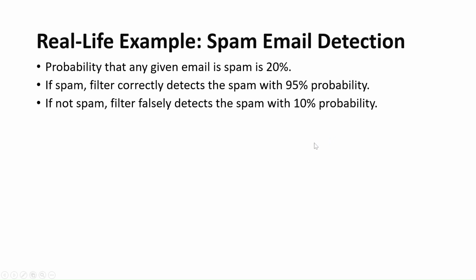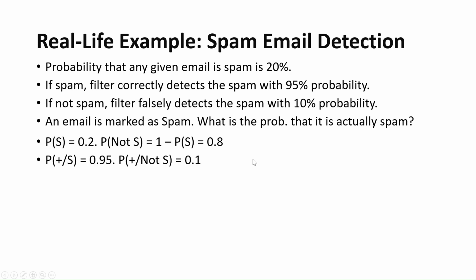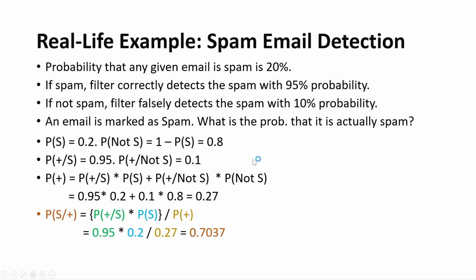And now, based on this data, we have to solve a problem. The problem statement is that an email is marked as spam by this particular filter. Given that this email has been marked as spam, what is the probability that this email is actually spam? Here again, we use the Bayes formula to calculate the posterior: given that the filter has detected a positive spam, how likely is it that this email is actually spam? So all the probabilities are plugged in here.